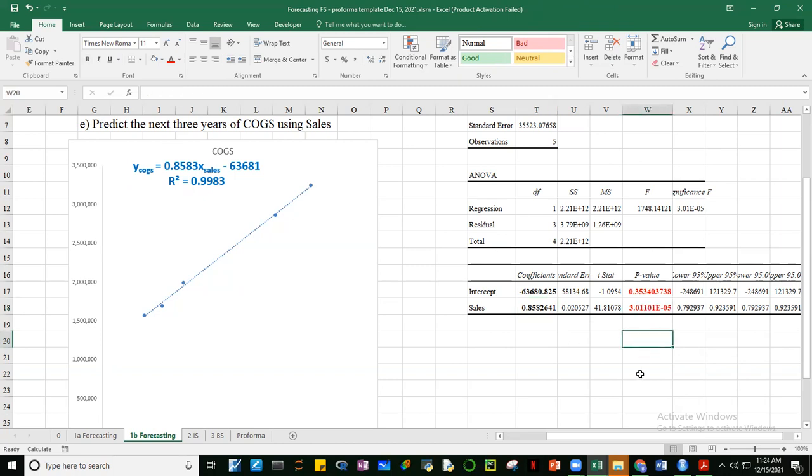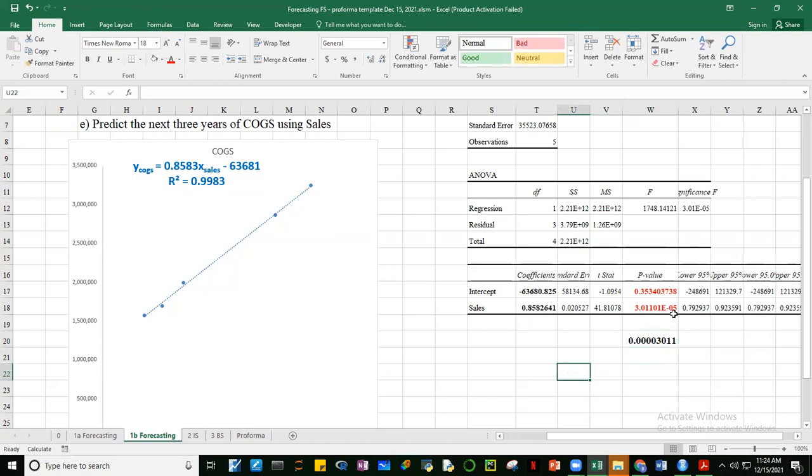Yes, kasi ang ibig sabihin nito, guys, 3 times 10 to the negative 5, ibig sabihin 0.00003011. Yan ang ibig sabihin niyan. That one, that's scientific notation. Okay? E to the negative 5, 1, 2, 3, 4, 5, saka tayo magti-3. 0.3011. Okay, and this is of course less than 0.05. So, sales is a statistically significant predictor of cost of sales.